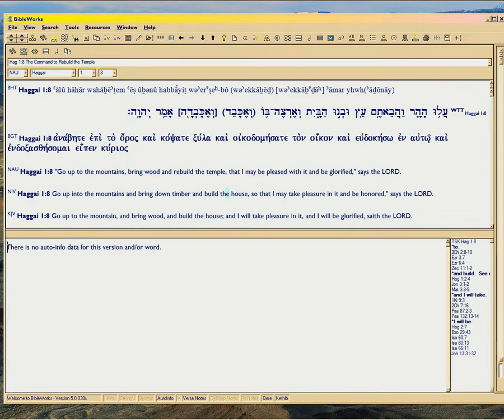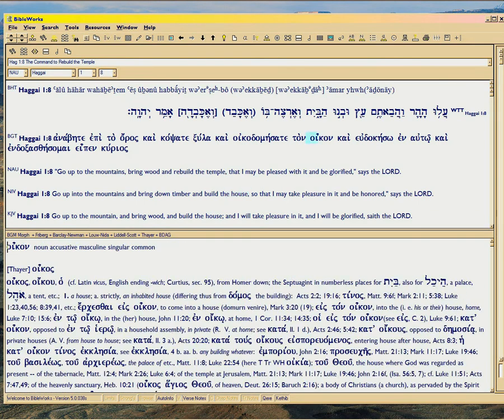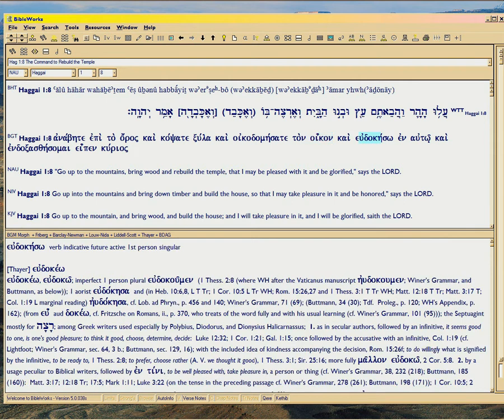This is the building. This is the house, oikon, a great house. The same word is used in Matthew, where that's where the Magi were led to. It's not a manger.